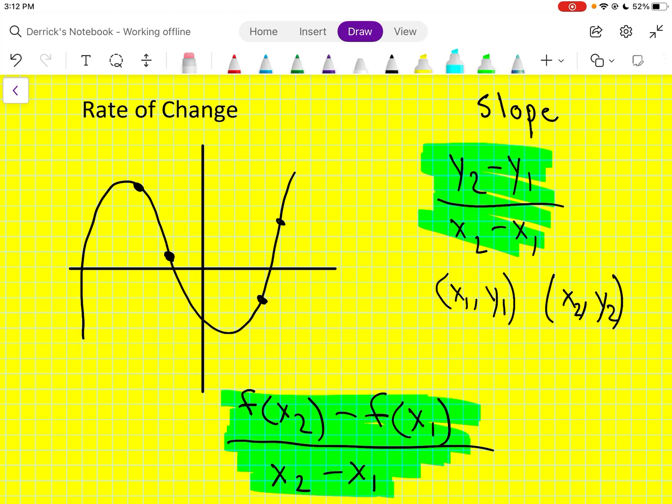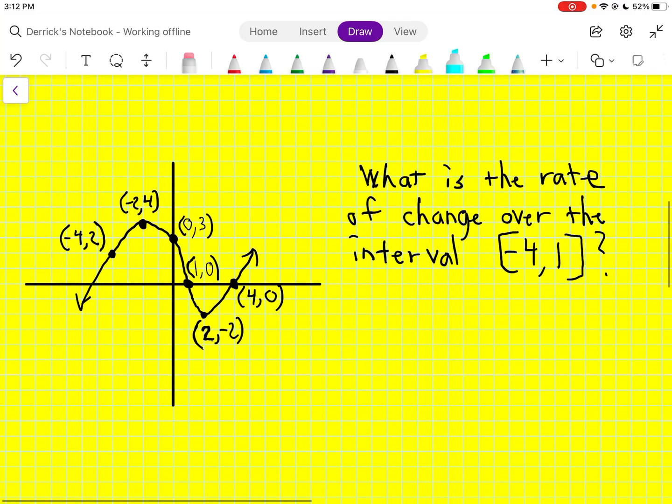All right? So, for an example, let's say you were given this graph right here. I've gone ahead and marked out some important points. If you are taking notes on this, you may want to pause and draw this out. But the question being asked here is, what is the rate of change over the interval -4 to +1? We've talked about interval notation in an earlier video. This is referring to the x-coordinates, so it's saying find where x is -4.